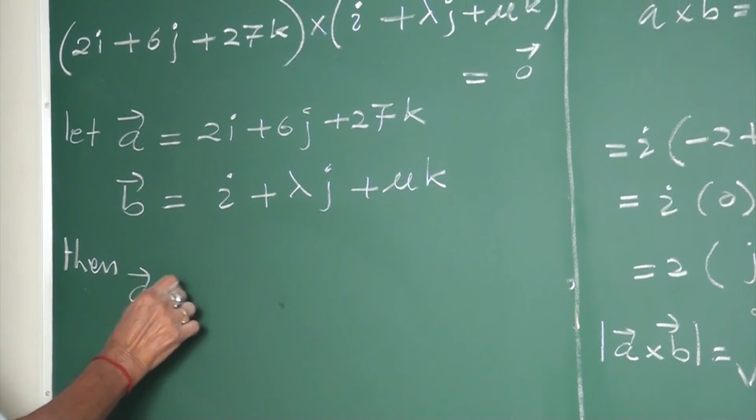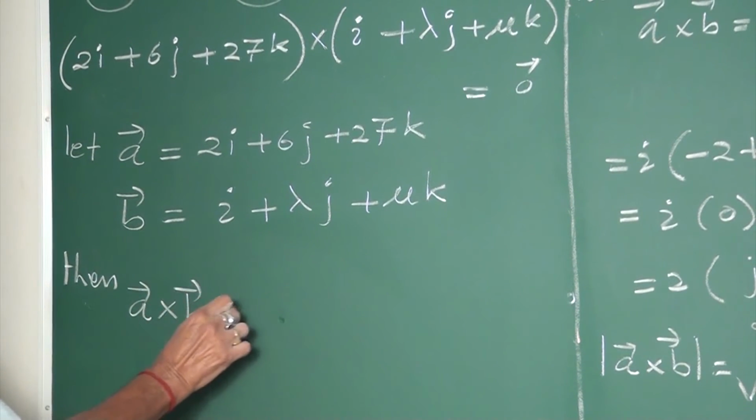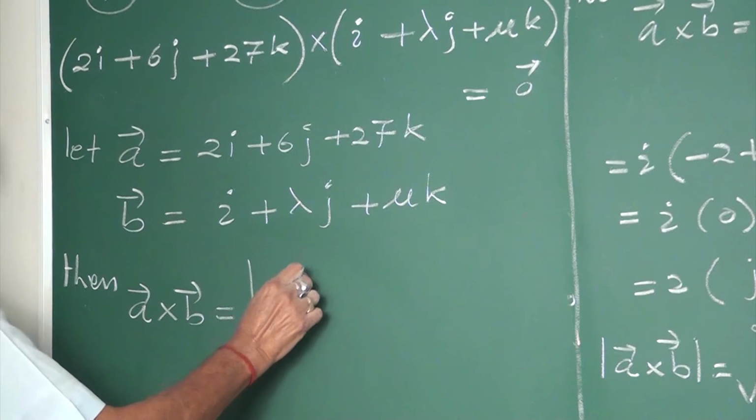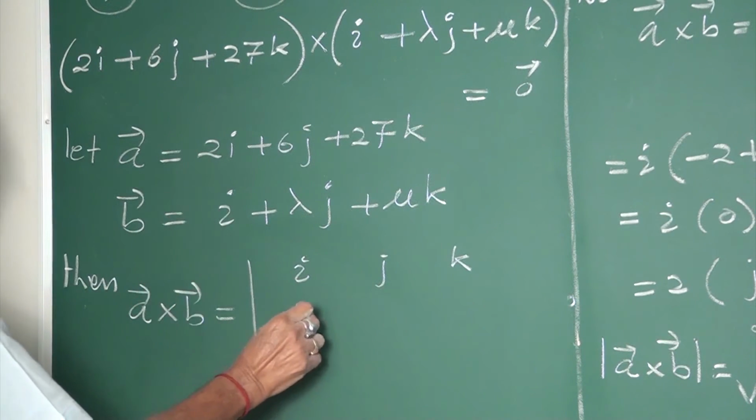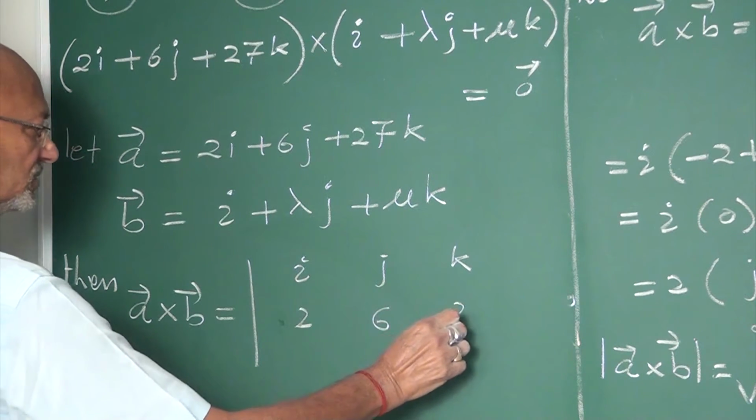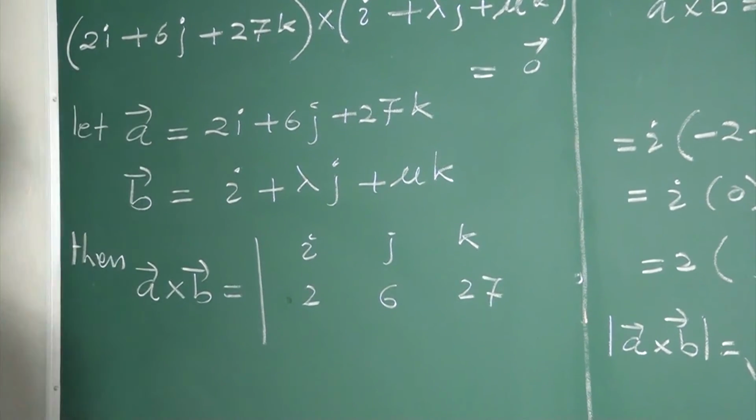Then A cross B is the determinant i, j, k. Components of A: 2, 6, 27.